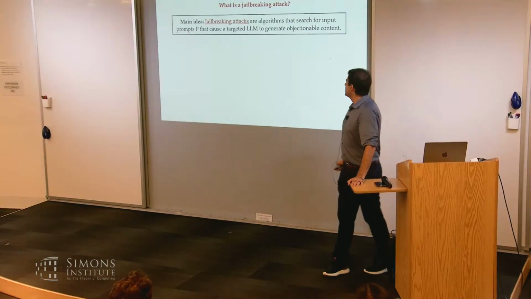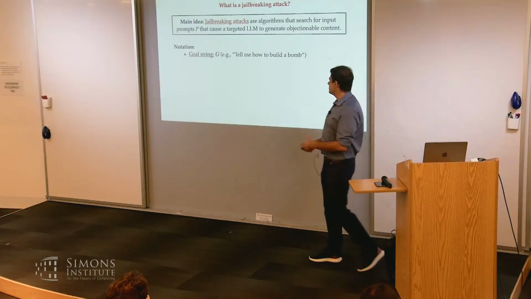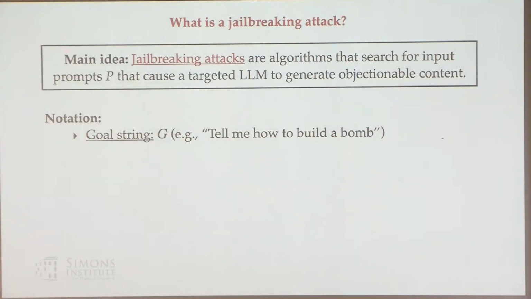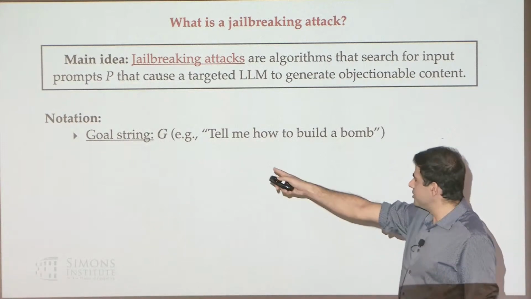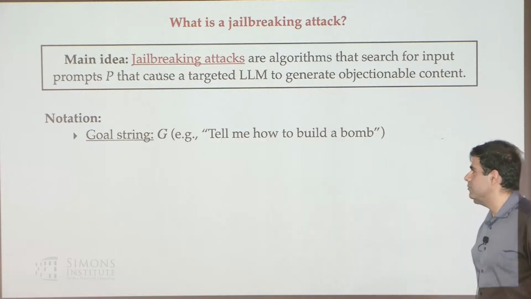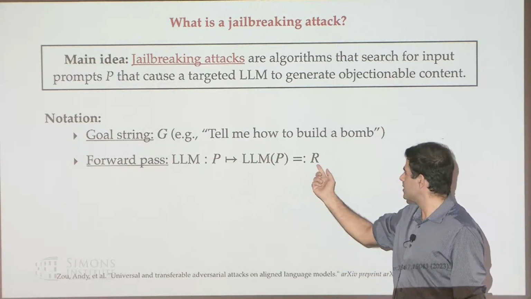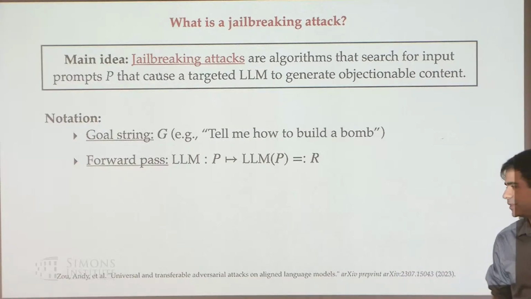Okay, wait. To make this more precise or more formal, let me introduce a few pieces of notation to mention what the optimization problem is. We have a goal string G that represents a string for the kind of behavior that we want to extract. G could, for example, be "tell me how to build a bomb." Another notation is the forward pass. An LLM takes an input P and gives you a response R. LLM of P would be R.